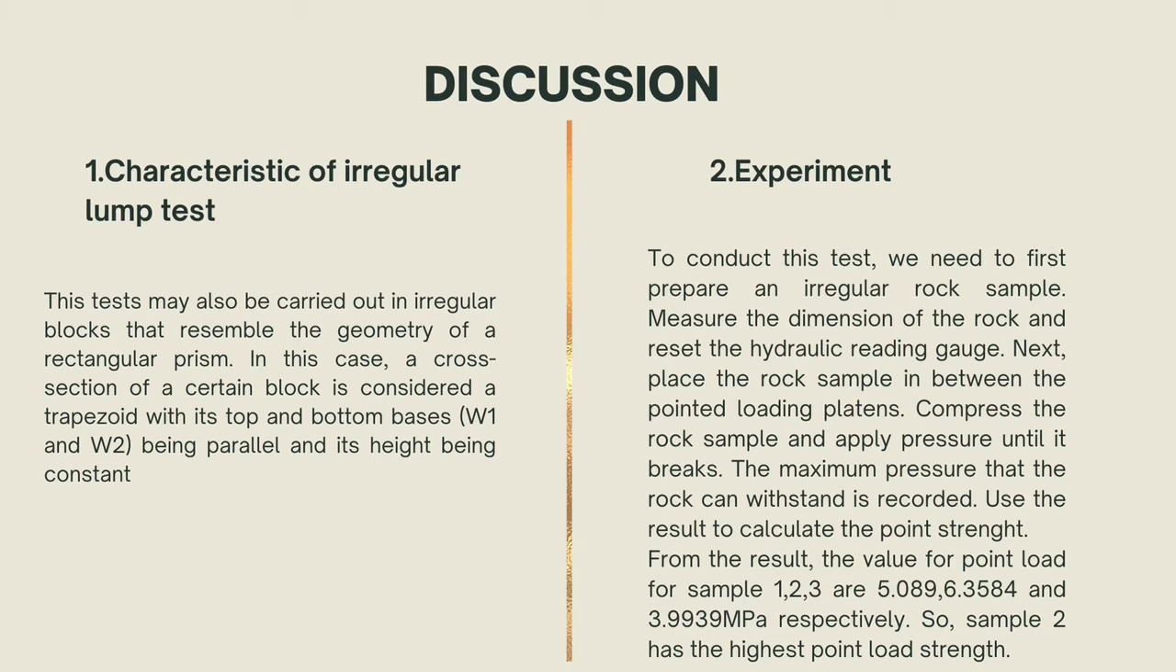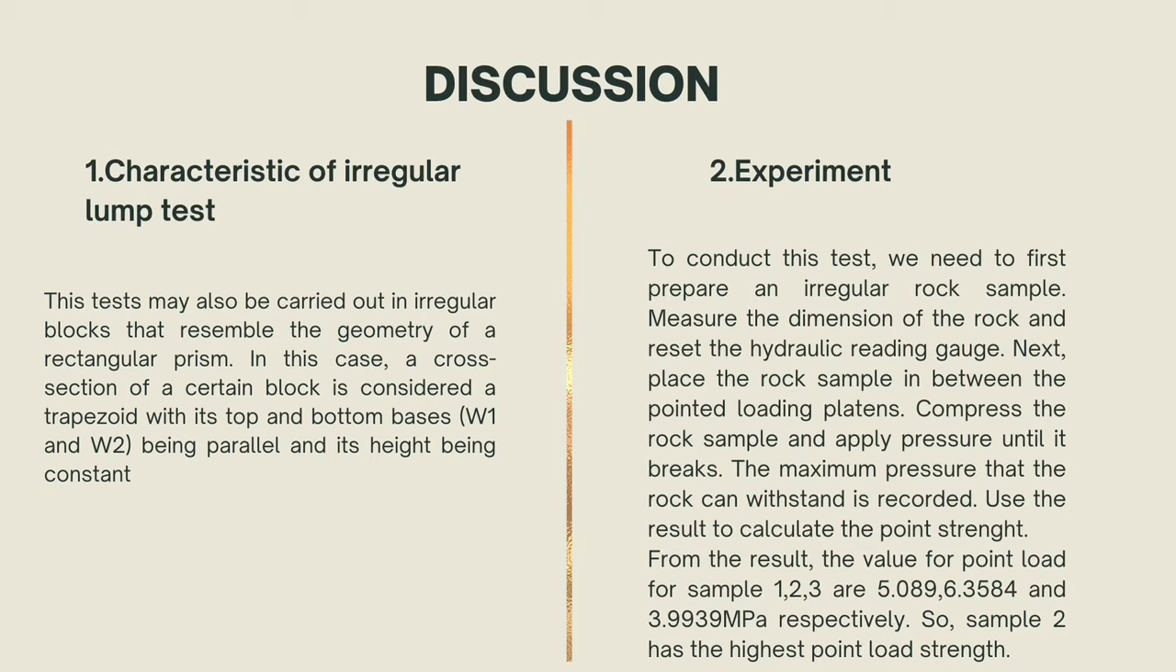Next, we will discuss the experiment. To conduct this test, we first need to prepare an irregular rock sample, measure the dimensions of the rock, and reset the hydraulic reading gauge. Next, place the rock sample between the pointed loading platens. Compress the rock sample and apply pressure until it breaks. The maximum pressure that the rock can withstand is recorded. Use the result to calculate the point load strength.